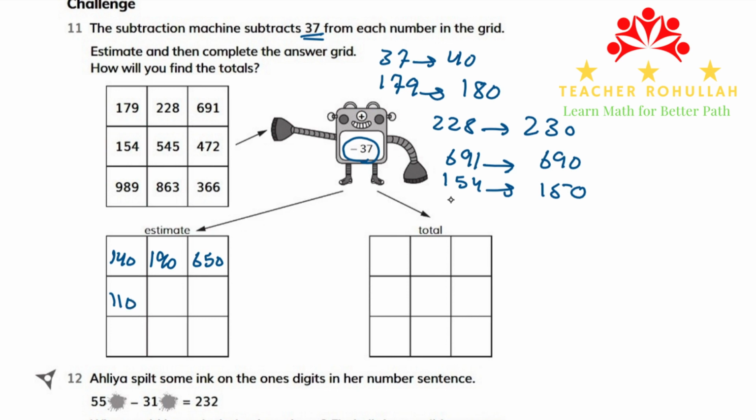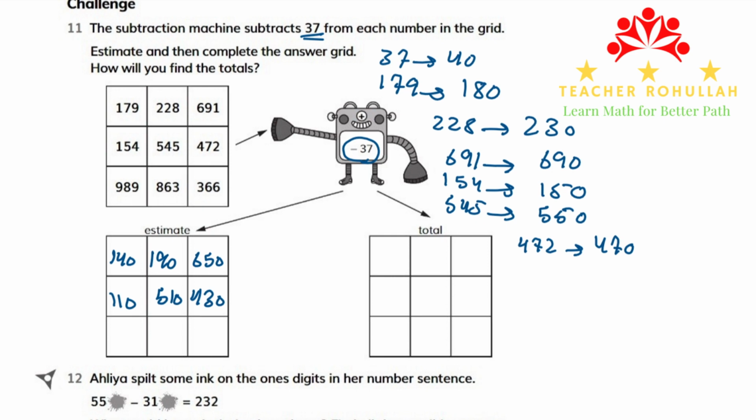And the second number is 545. When we have 5 in the ones place, we have to round up. So we will have 550. 550 minus 40 will be 510. And the third number is 472. So 472 will be rounded to 470, and 470 minus 40 will be 430.